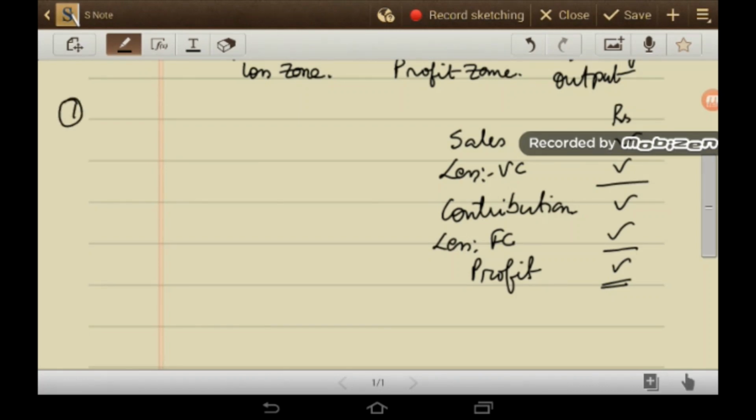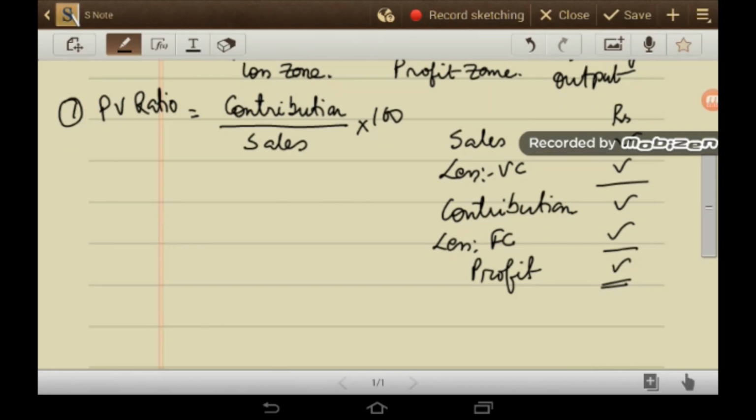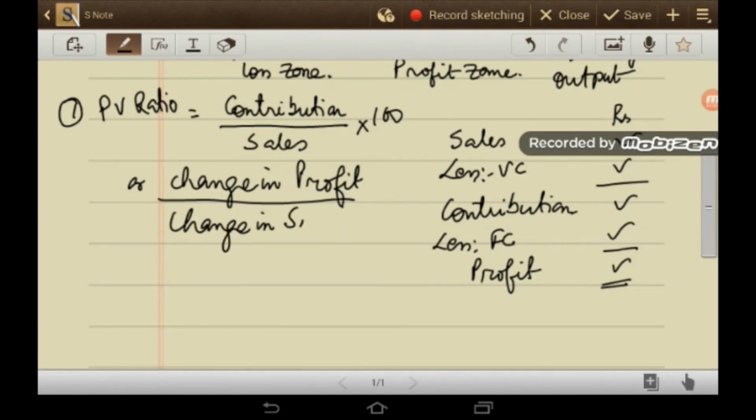The first one you have to remember is the PV ratio or profit volume ratio. This is equal to contribution by sales into 100. PV ratio can also be calculated by change in profit by change in sales into 100, or 1 minus variable cost ratio.